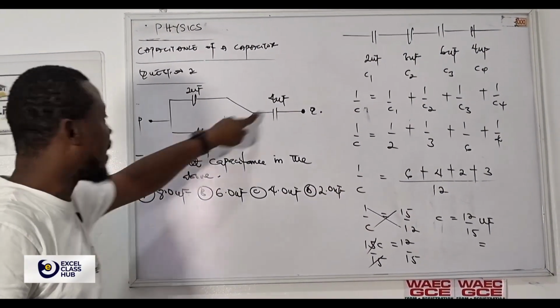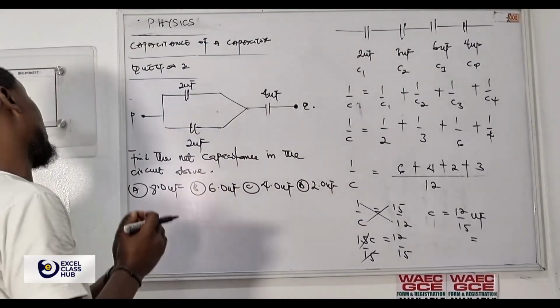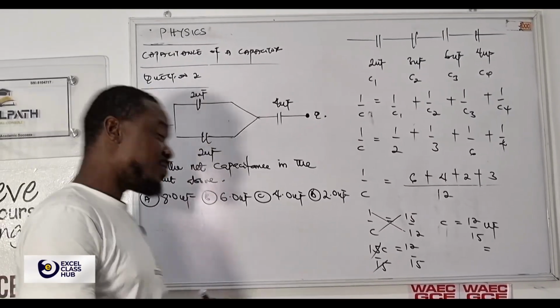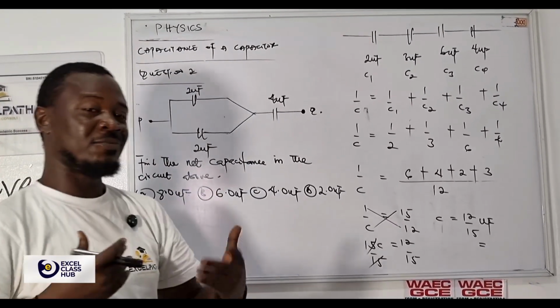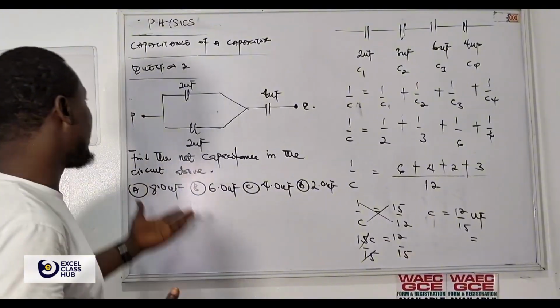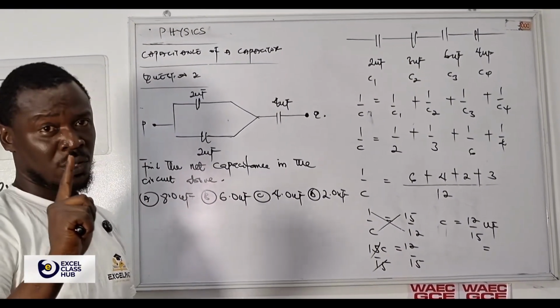We have 2, 2, and this is what? 4. From your JAMB past questions, students, at times some of you just guess. If you're given a question like this, don't be scared.